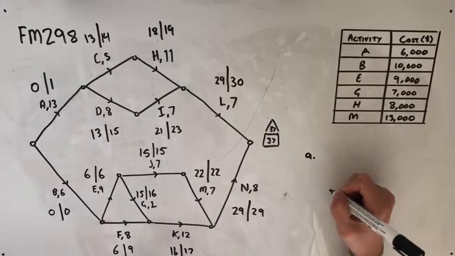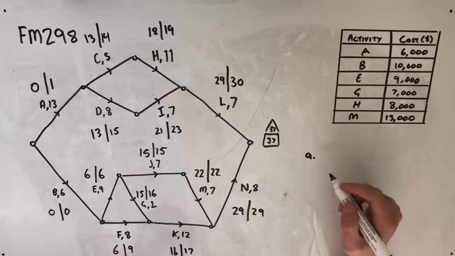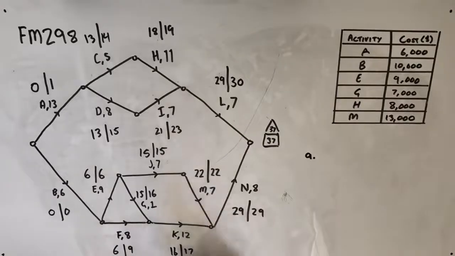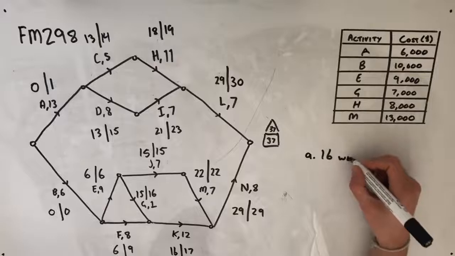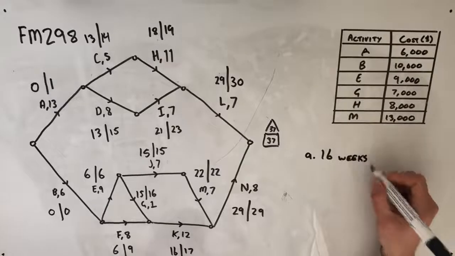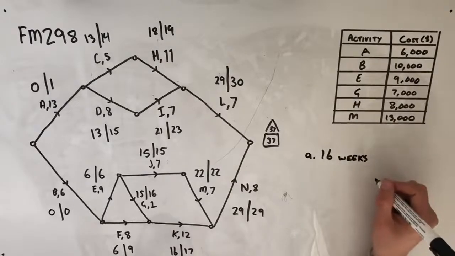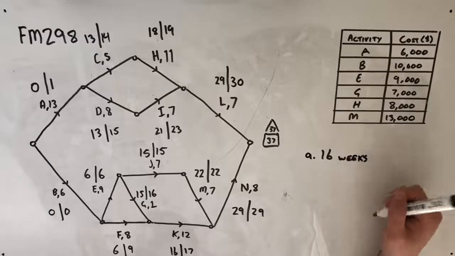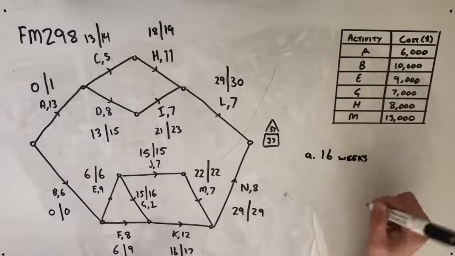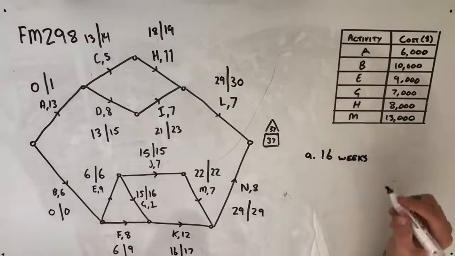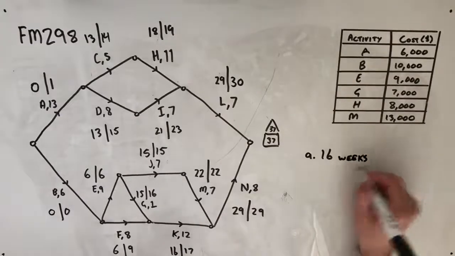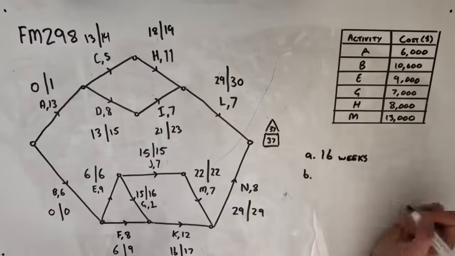Question A says determine the earliest start time for activity K. So looking at K here, we can look at its earliest starting time there, 16. Now it's important that we include 16 weeks. So once again, including that unit there is important because it hasn't been described in the question. They haven't said, after how many weeks is the earliest starting time for activity K or something along those lines. So we need to make sure we include that unit in our answer.